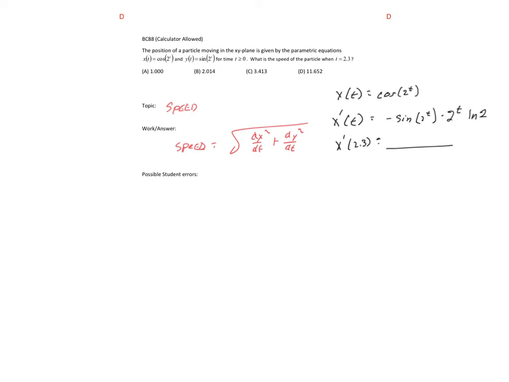Okay, so I started calculating my derivatives. The derivative of cosine is negative sine, keeping the argument the same. Then with the chain rule, the derivative of 2 to the t is 2 to the t ln 2. Then I saw that we're evaluating at 2.3, so to get a decimal answer this is going to be a calculator allowed question. So we might as well be prepared on how we would type this in. This is not how you write it in; we would write it in as shown here. If you want to put your 2.3 in here, you can do that.